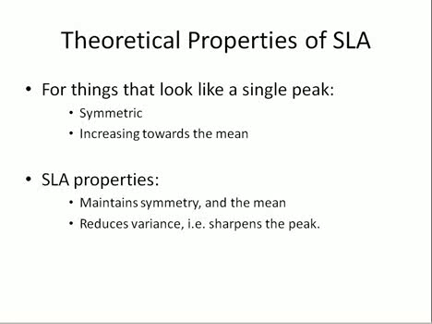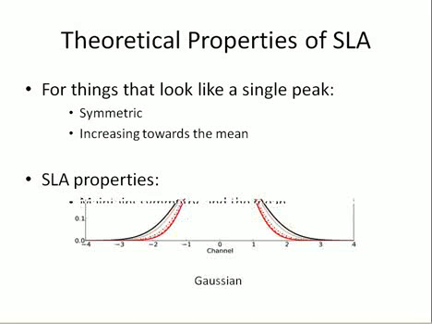So to summarize these theoretical results, for things that look like a single peak, in other words, they're symmetric and they're increasing towards the mean, SLA has the following properties. It maintains symmetry, it maintains the mean, and it reduces variance. In other words, it sharpens the peak. And the basic idea is that for things that have multiple peaks, if we pick the averaging window to be small enough, then those spectra are going to behave as though they have a single peak locally.